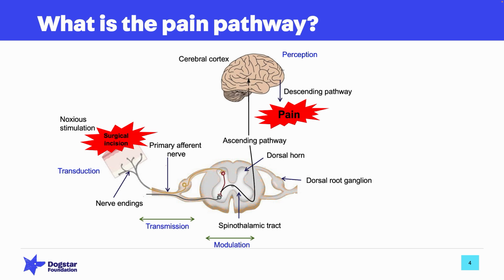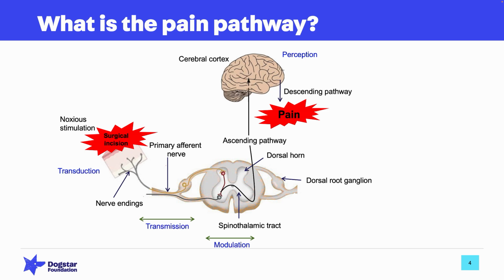Transduction is the initial stage where a noxious stimulus such as a surgical incision activates nociceptive nerve endings. Inflammatory mediators released from tissue injury increase the sensitivity of these nerve endings. Transmission involves the electrical signals traveling along A delta fibers and C fibers to the spinal cord. These signals then enter the spinal cord through the dorsal roots.